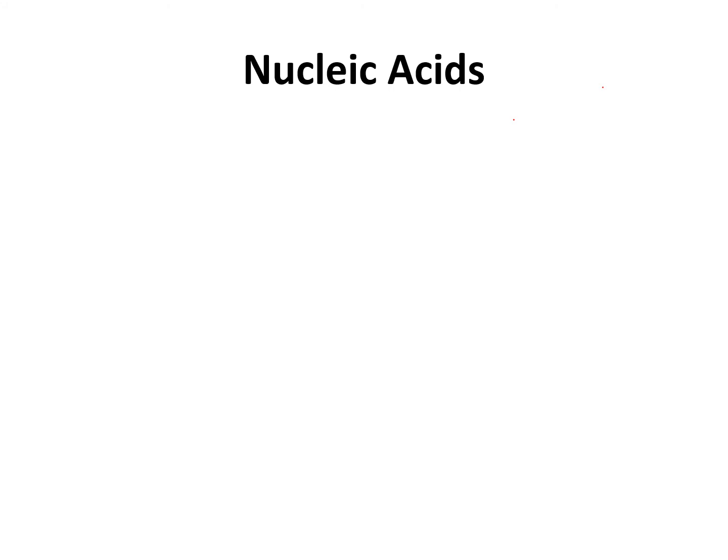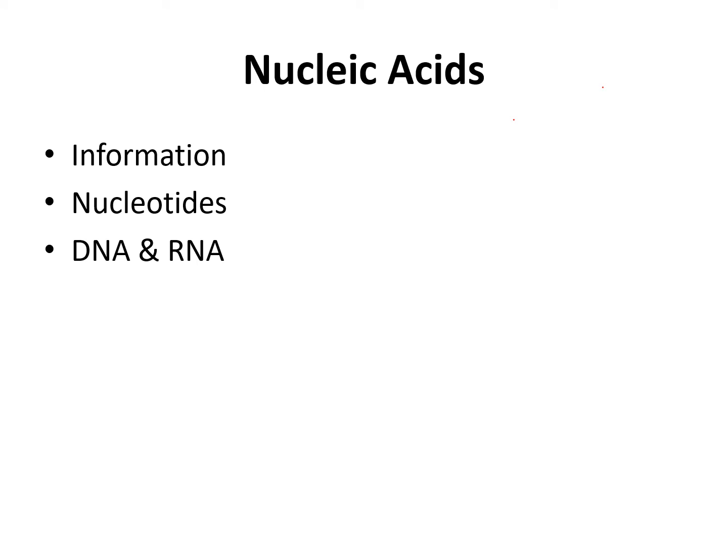The last type of organic molecule that we will discuss are the nucleic acids. The nucleic acid's main function is to provide information for the cell. Nucleotides are the monomers that make up the structure of nucleic acids. So the nucleotides are linked together to form the DNA and RNA, which are examples of nucleic acids. And the DNA, of course, is the genetic material that directs the function of a cell.